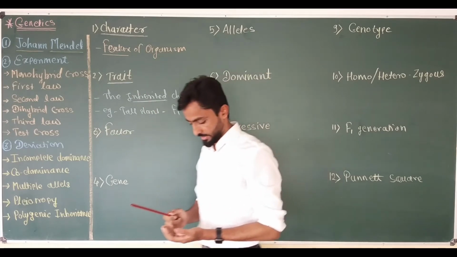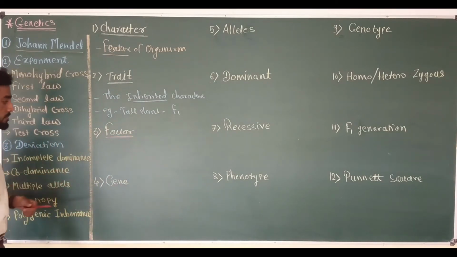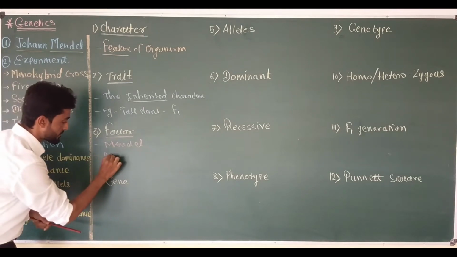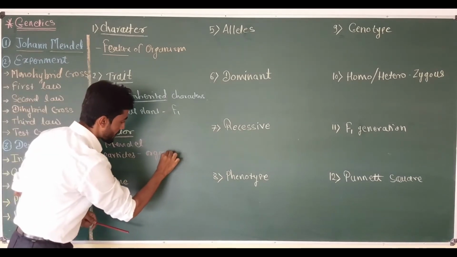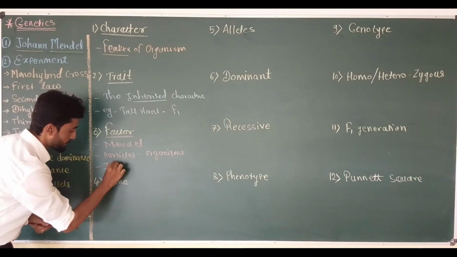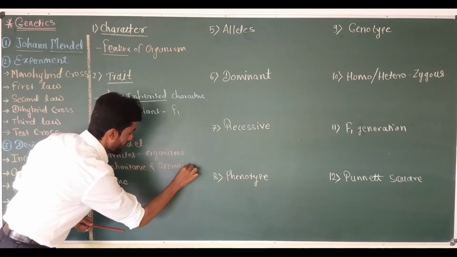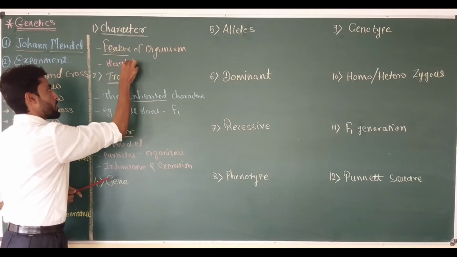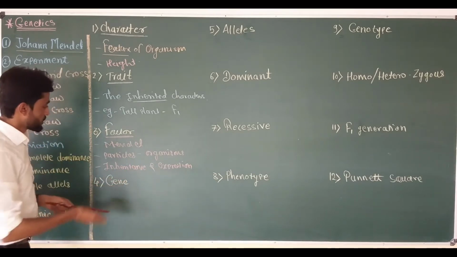Now the third thing that we frequently notice in Mendel's experiments is factor. This term factor was coined by Mendel himself, and factors are nothing but the particles which are present in the organism, and these particles are responsible for inheritance and expression of characters. So any character like height of the plant or color of the seed or shape of the seed is transferred from one generation to the next generation through factors.